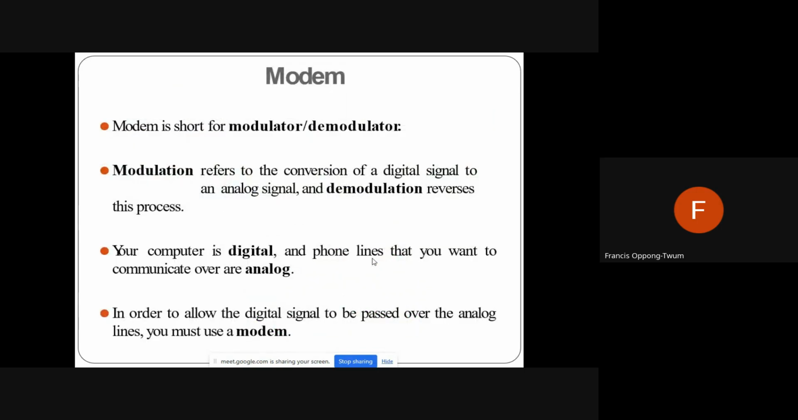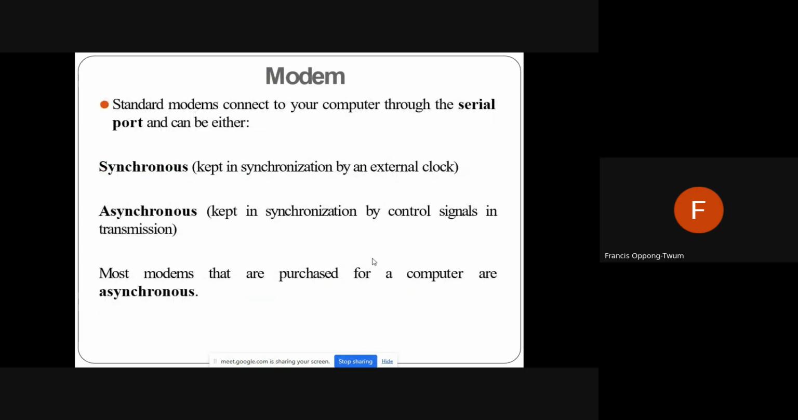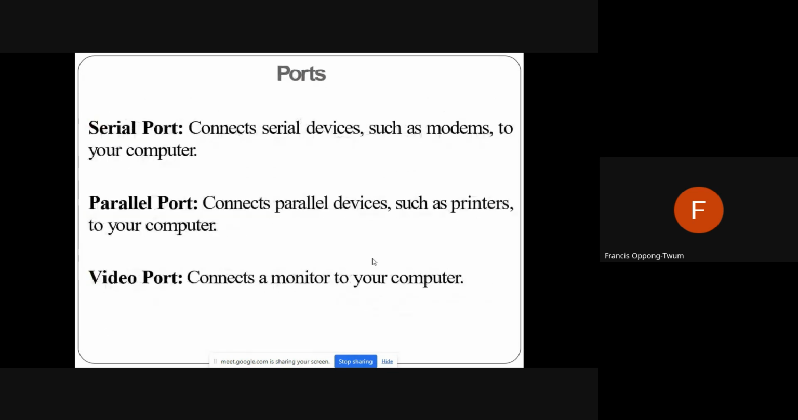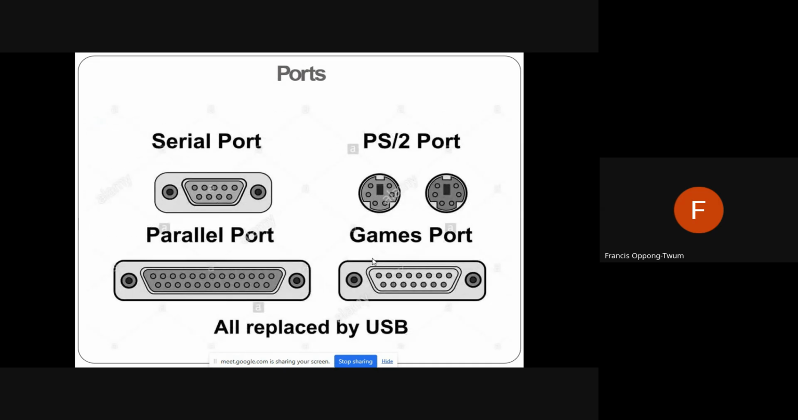We have the modem and all those things. That's also fine outside the box. So outside the box, you will see the serial port and the parallel port. I want to show you the picture. So these are some of the things that we will see over there. We have the serial port, the parallel port, the PS2 port, the games port.